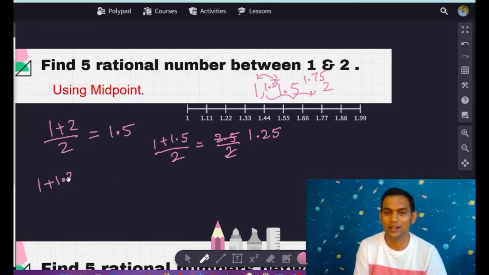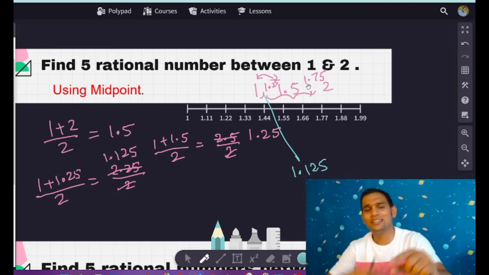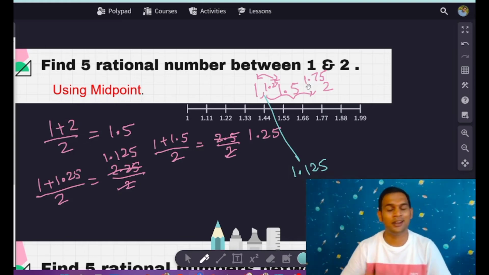If we have to find further, 1 plus 1.25 divided by 2, we'll get the midpoint once again. So 1 plus 1.25 divided by 2, we get 1.125. Yes, so we get one more value over here, 1.125. Similarly, we can find one between 1.75 and 2, or between 1.5 and 1.75, and this process goes on and on and on.